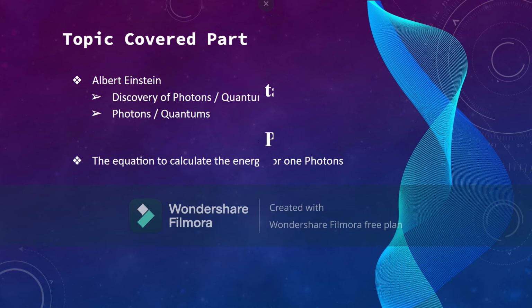Thank you. The topic that will be covered in part 2 of this slide is Albert Einstein, which will be talking about the discovery of photons and quantum, and also in depth about photons and quantum. Here we will explain the equation to calculate the energy for one photon, which is E=hf.